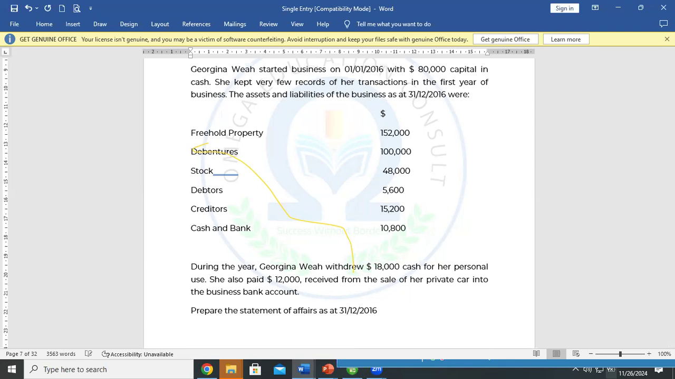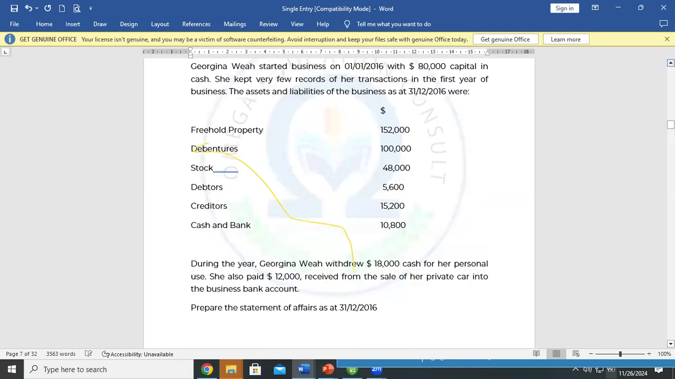So, dear professors, all that this requirement is expecting from us is that we should prepare the statement of affairs, or for that matter, calculate the capital, right? So what do we do? We list all the assets, we list all the liabilities, but we have to consider the date. The date is 31st December 2016. So we have this problem. Please, let's solve it, dear professors. Any idea?